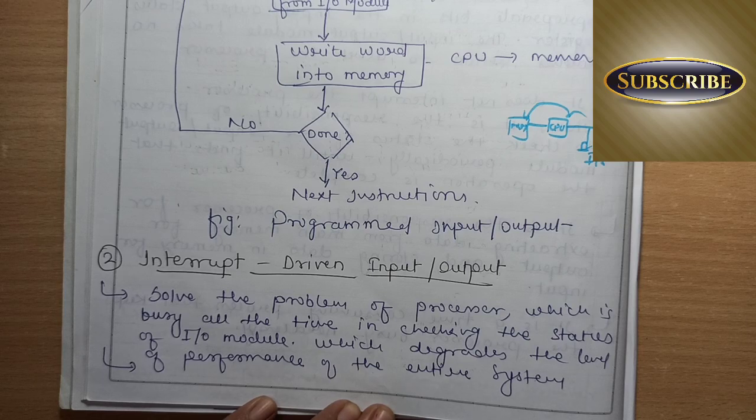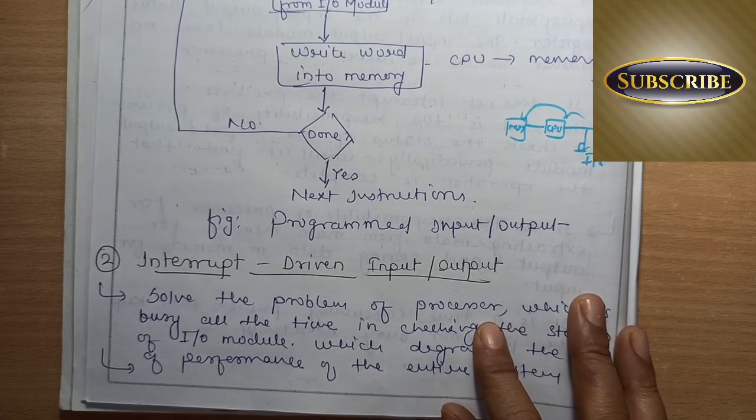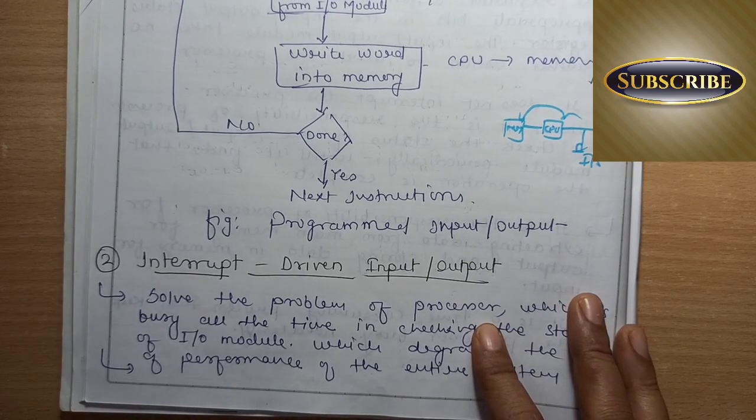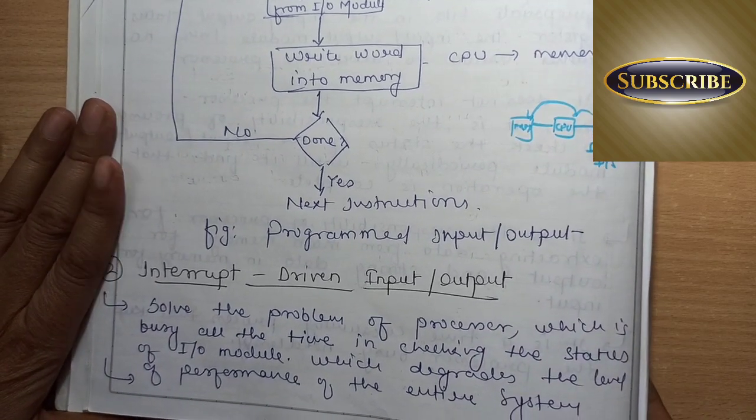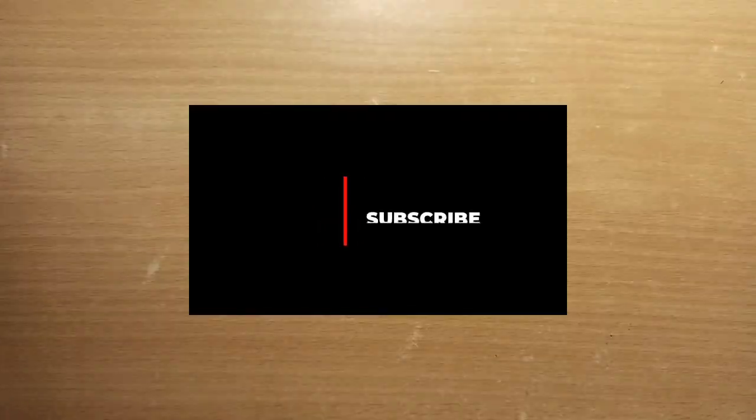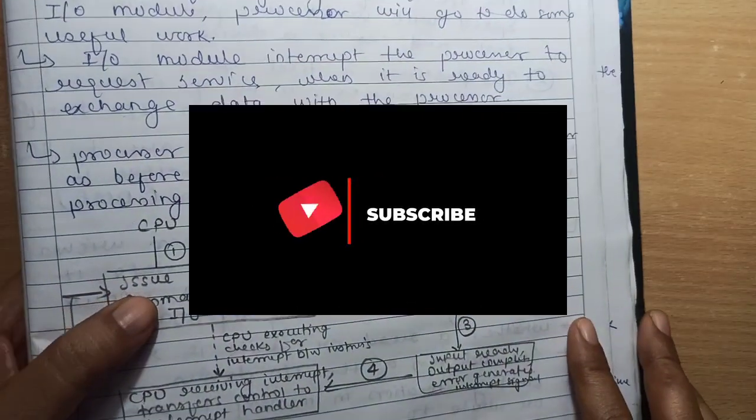CPU, which is actually degrading the performance of the entire system, because our CPU is the main thing, the brain of the computer system. It is waiting for a particular data, which is not good, right? So what does the interrupt driven input output mode of transfer do?